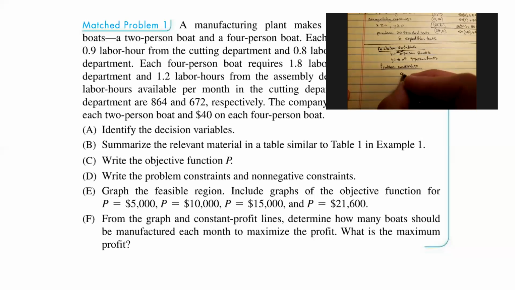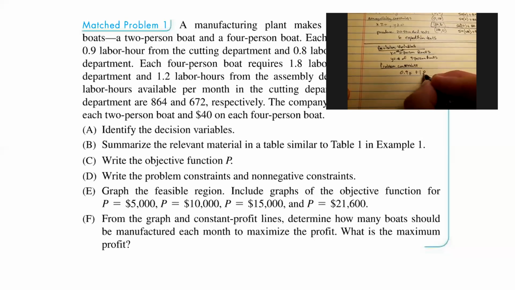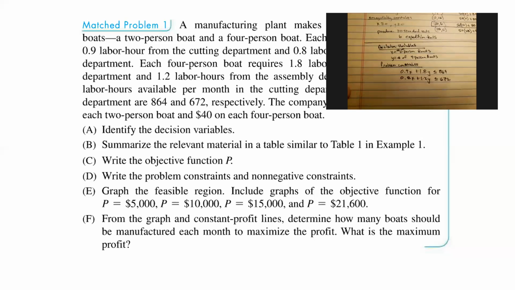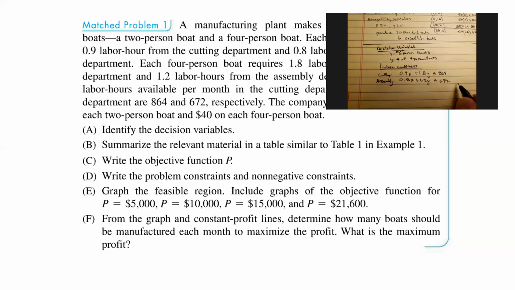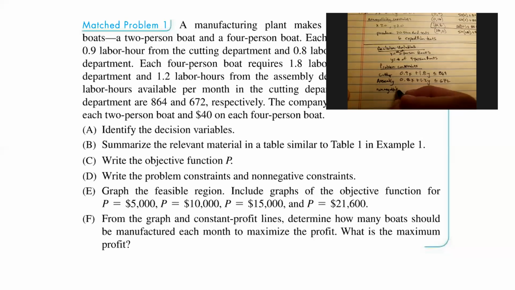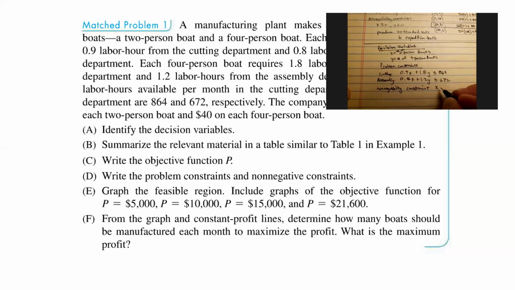So one of our problem constraints is 0.9x plus 1.8y is less than or equal to 864. And the other one was 0.8x plus 1.2y is less than or equal to 672. So this was our cutting constraint, and this was our assembly. Right, so those are our constraints. We also have the non-negativity constraint, which just basically means you're not going to produce negative quantities of boats, which seems obvious, right? You can't do that. So we have that.